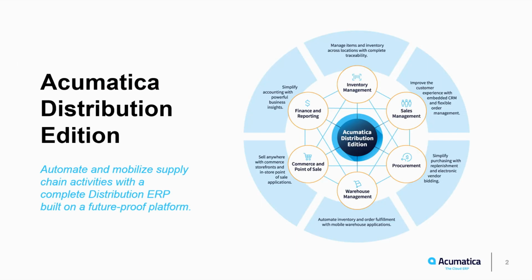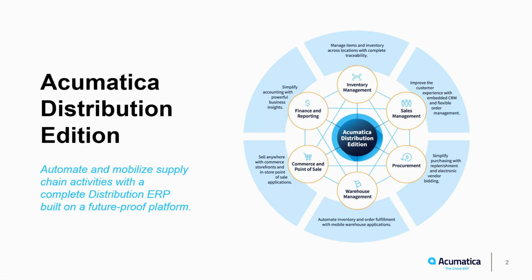Acumatica's Distribution Edition offers a fully web-based business management tool to run your distribution business. Everything from inventory management, finance and accounting, sales and CRM, warehouse management, customer relationships, supplier relationships, and more can be managed inside of Acumatica Cloud ERP.